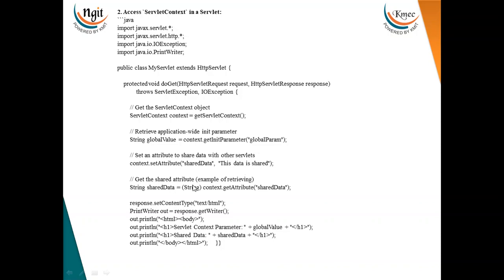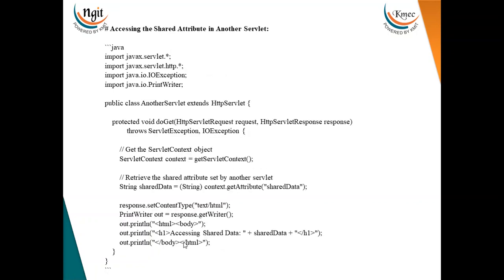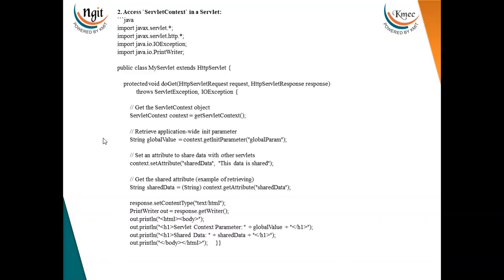Okay, get the shared attribute, like how are you going to retrieve what is being shared. Shared data I am storing here, and those all will be printed using out.println. And accessing the shared attribute in another servlet, how are we going to access it? In the previous one we have shared the data and we have seen what data we have shared.